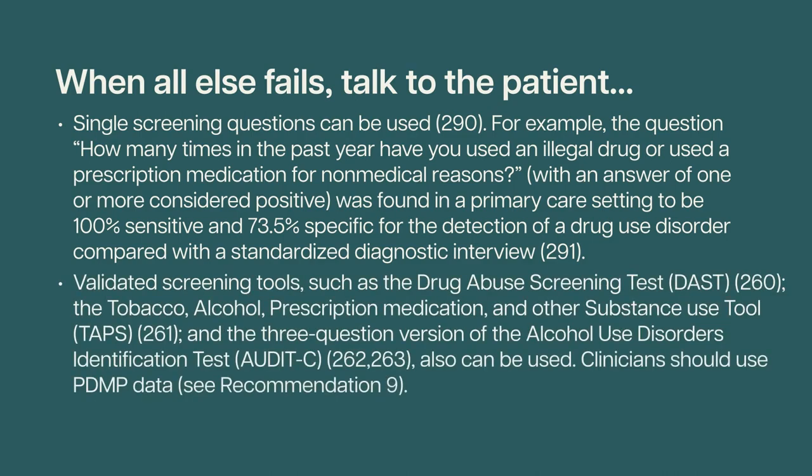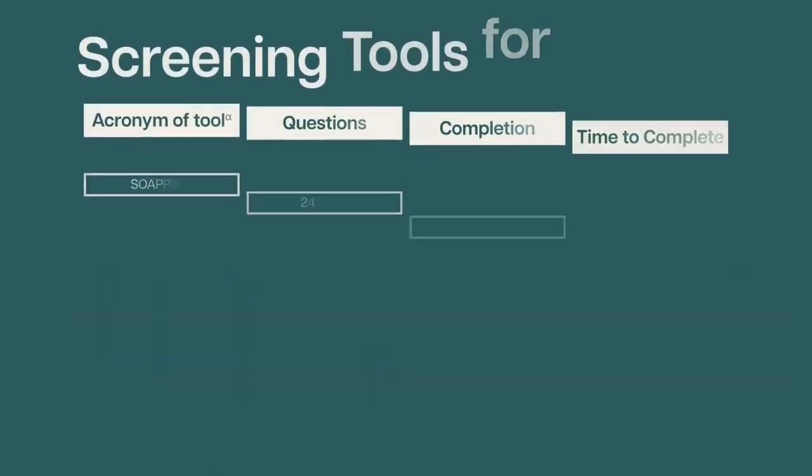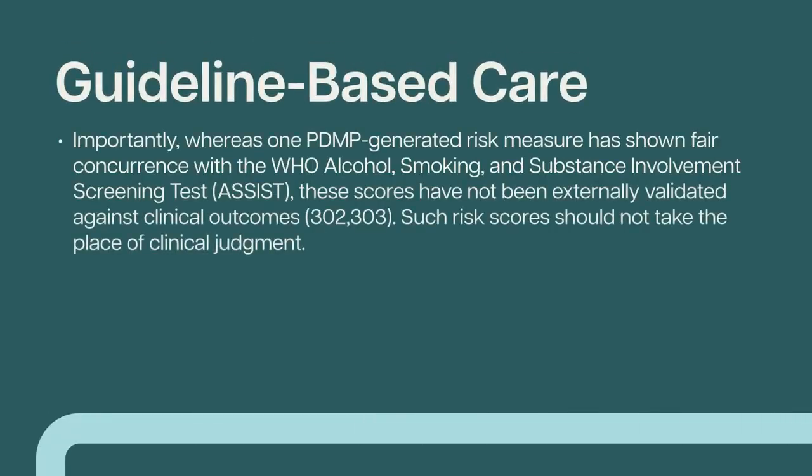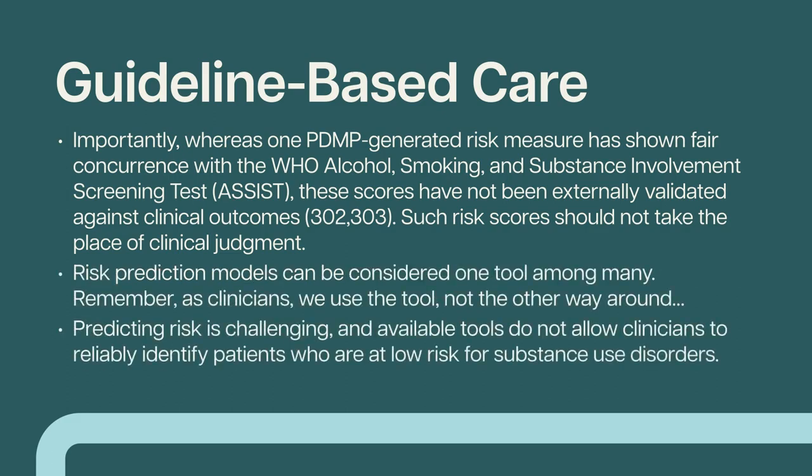Other validated screening tools, such as the Drug Abuse Screening Test, DAST, the Tobacco, Alcohol, Prescription Medication, and Other Substance Use Tool, TAPS, and the 3-question version of the Alcohol Use Disorders Identification Test, AUDIT-C, can also help identify patients at risk for misuse or abuse. This table provides information about some of the most common screening tools for misuse. Regardless of which screening tool you use, if any, always remember that such risk scores should not take the place of clinical judgment. Risk prediction models can be considered one tool among many, and remember, as clinicians, we use the tool and not the other way around.